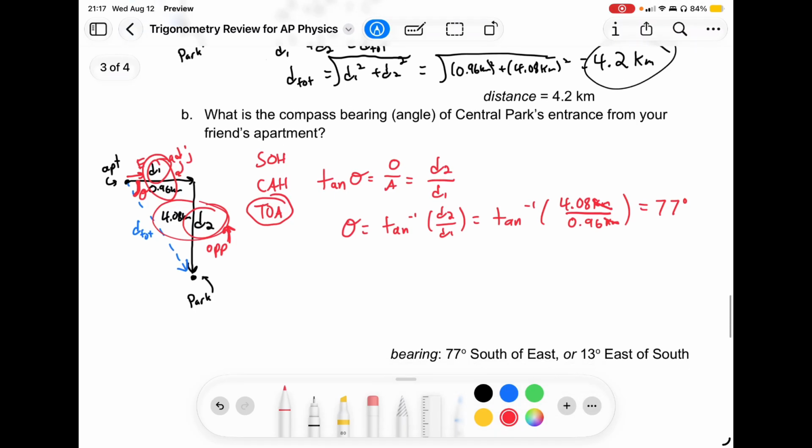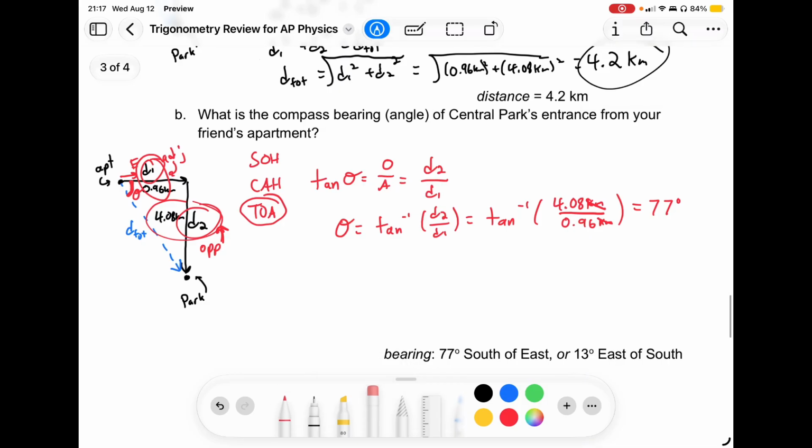And again, this is if we're starting east and then we're rotating down, right? So then we have to rotate south of that. So this is south of east. This is 77 degrees south of east.